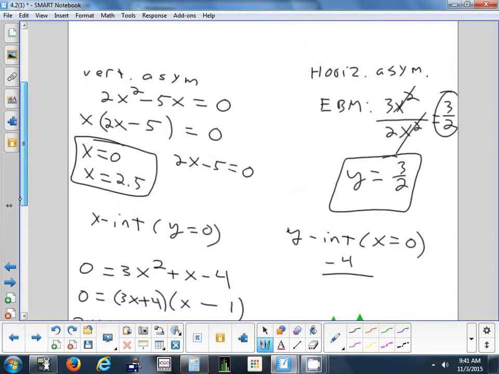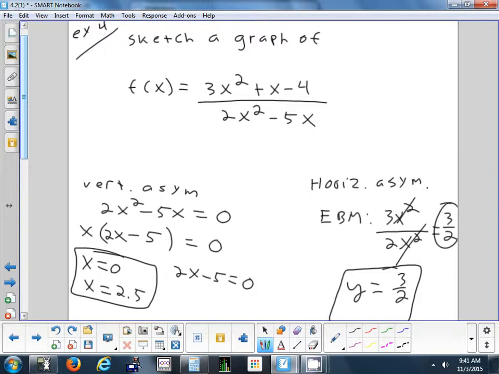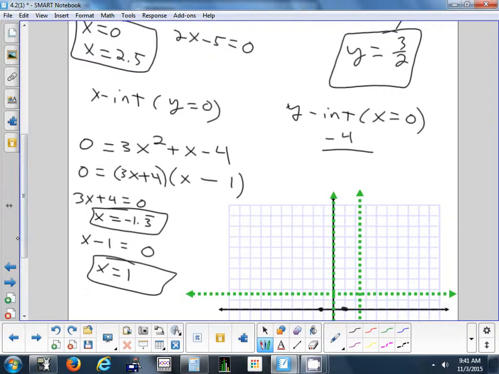Now plug 0 in for x in the bottom. What's 0 squared? 0. Times 2? 0. What's 5 times 0? 0. So what's 0 minus 0? 0. Good. So what's my y-intercept? No, not negative 4. Not 0. It's undefined. What that means is this graph never crosses the y-axis. It'll never cross it. You can't divide by 0.